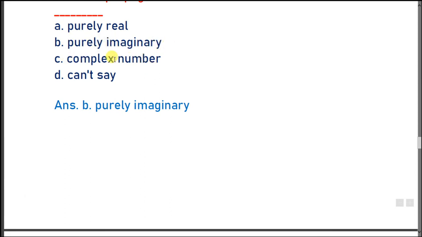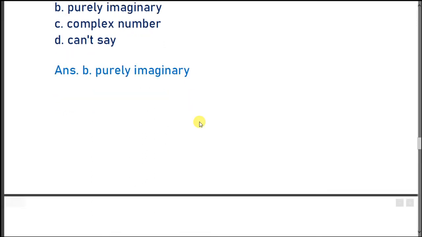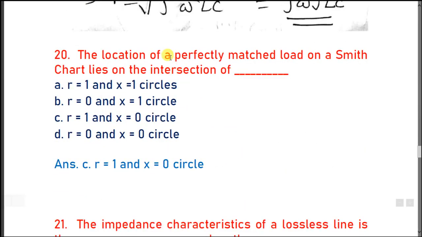It's not a complex number. It contains only an imaginary part, because a complex number contains a real as well as an imaginary part. But here we got only the imaginary part. So the answer is B.